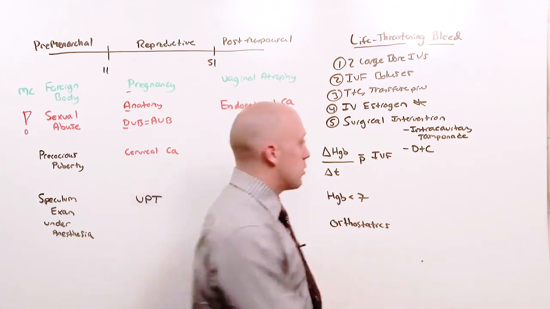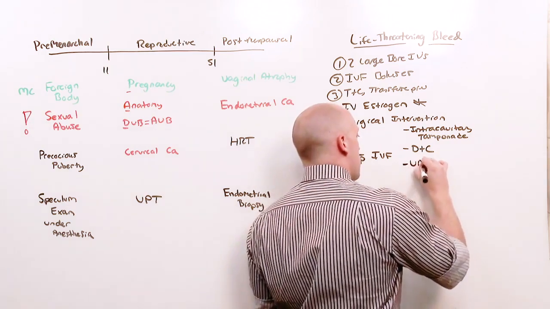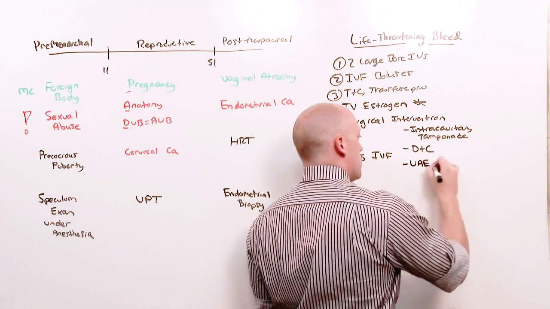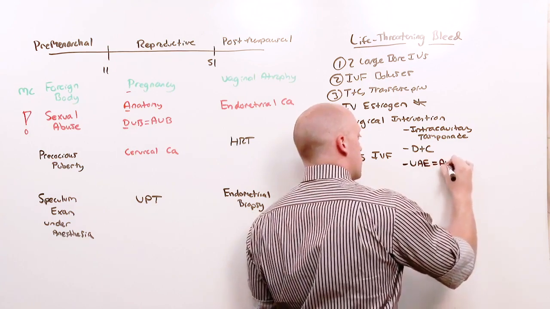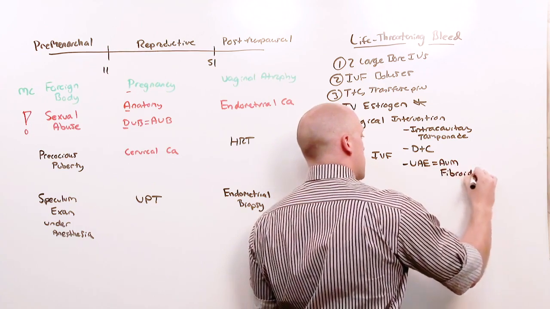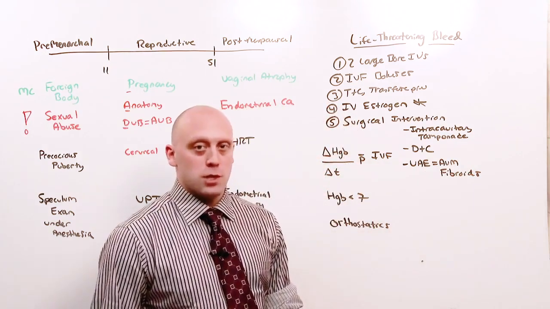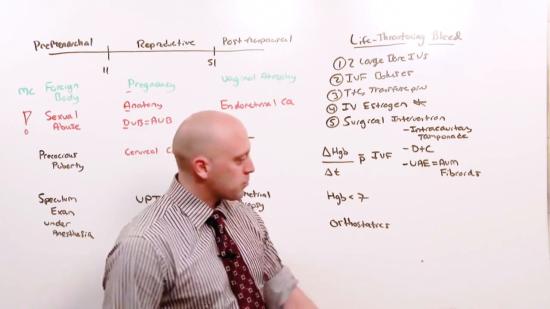If that doesn't work, or you're really worried about a vascular lesion, uterine artery embolization can be performed. Usually this is for vascular diseases like AVMs and fibroids. In this case, it's an interventional radiologist who does it. It can be done in the radiology suite without any surgery.